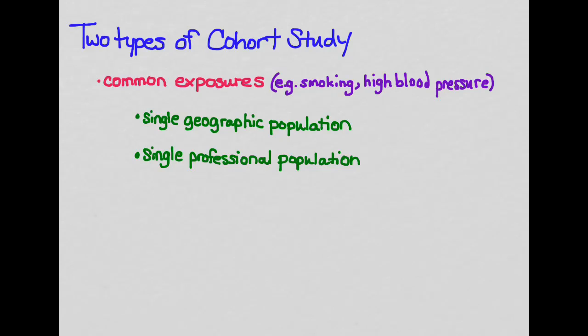Okay, so there are two situations where a cohort study makes sense to do. One is for common exposure, so exposures that are true across a lot of people, so smoking, high blood pressure, things like that. Examples of cohorts that have been developed are ones that focus on a single geographic population. I'm going to tell you more about the Framingham heart study, which tried to include the entire population of Framingham, Massachusetts, which is a smallish town in Massachusetts, in the cohort.